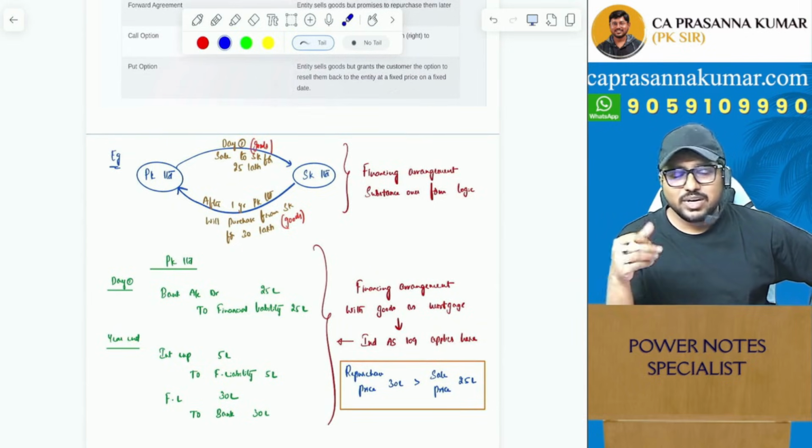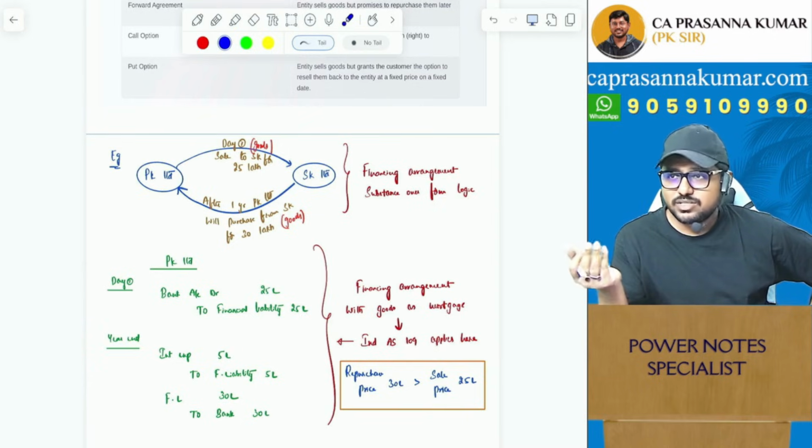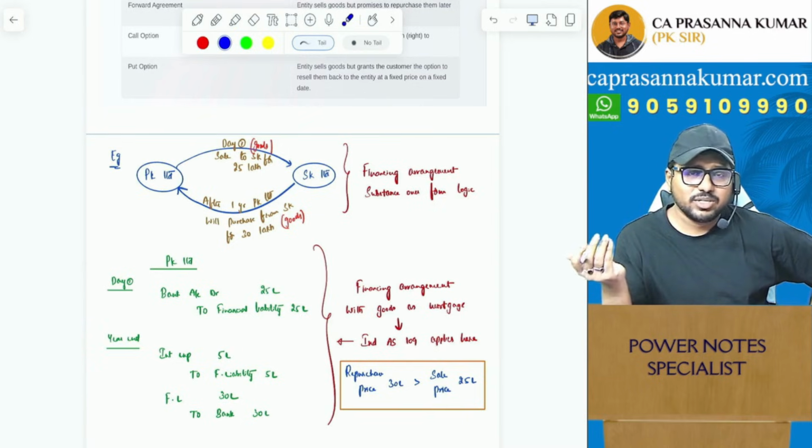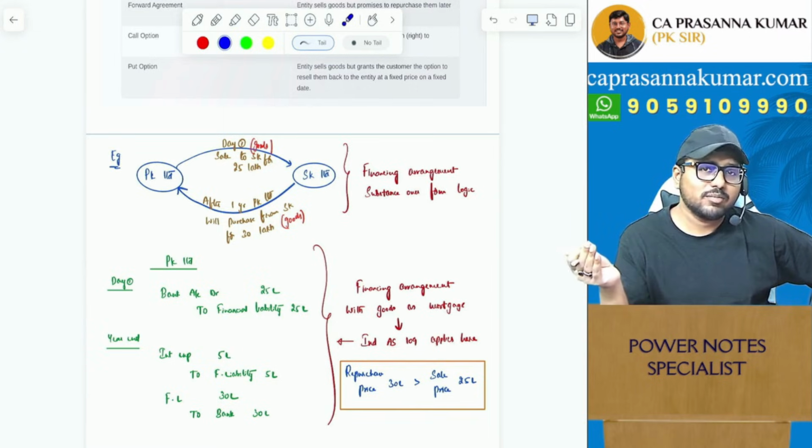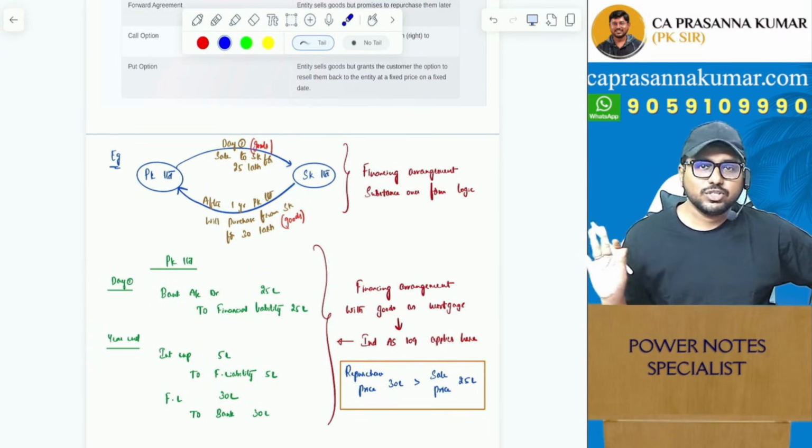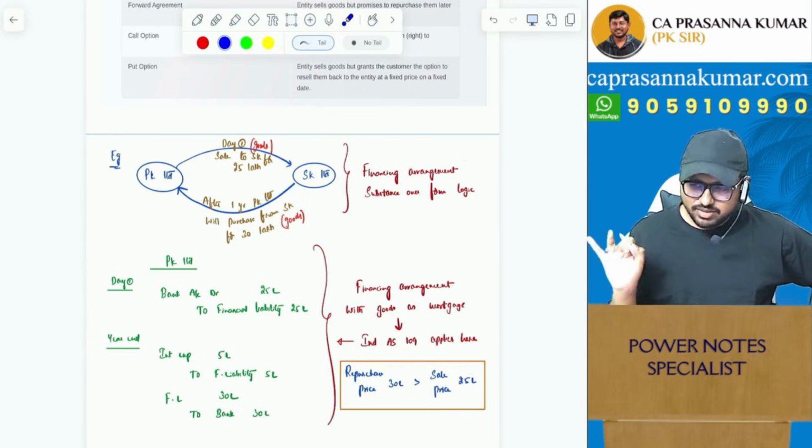So treat it as IND AS 109 says. So IND AS 109 says treat it as a financial liability. Therefore, bank to financial liability, then interest to financial liability, then financial liability to bank. Simple. That's all. Once you make the payment. Easy peasy. Nothing is there.